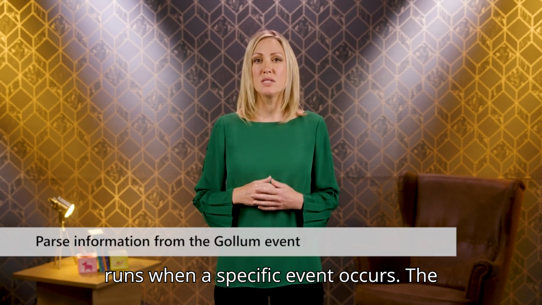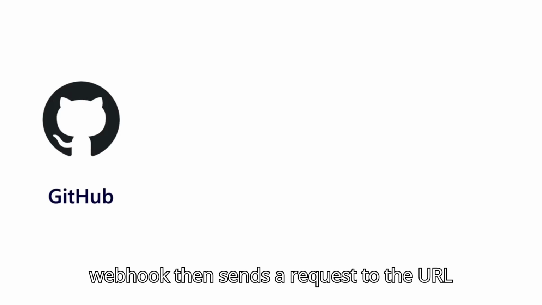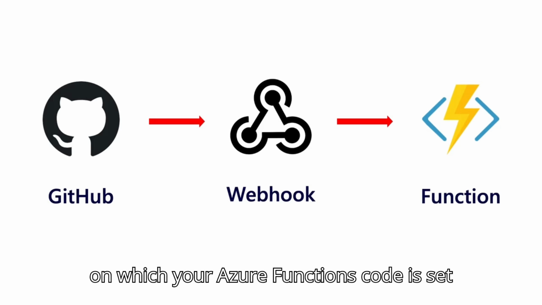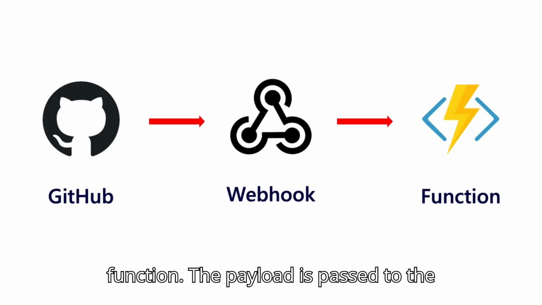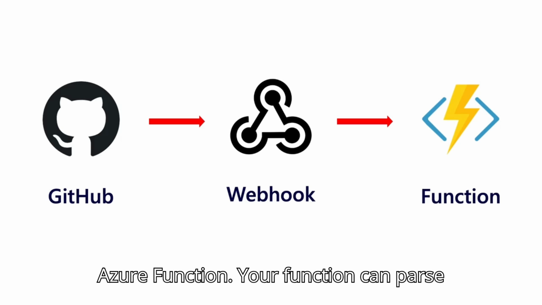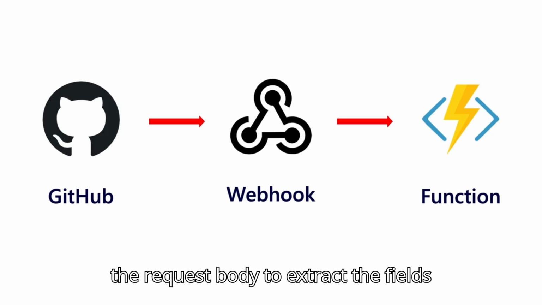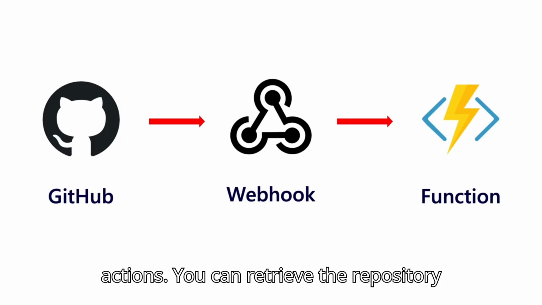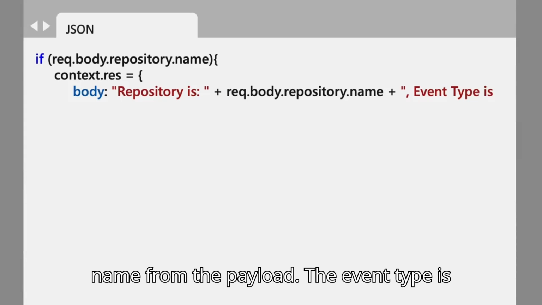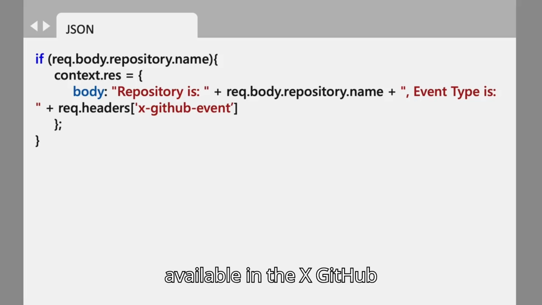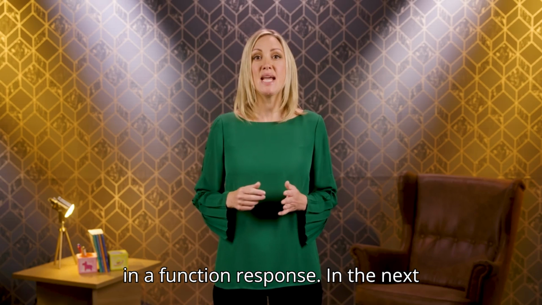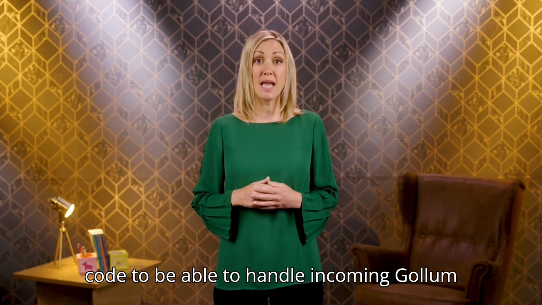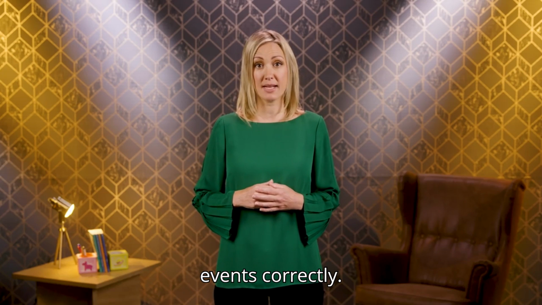Recall that the webhook runs when a specific event occurs. The webhook then sends a request to the URL on which your Azure Functions code is set up to listen, using the URL for your function. The payload is passed to the Azure function. Your function can parse the request body to extract the fields from the payload and take the appropriate actions. You can retrieve the repository name from the payload. The event type is available in the x-github-event request header. This data is output in a function response. In the next exercise, we'll update our function code to be able to handle incoming Golem events correctly.